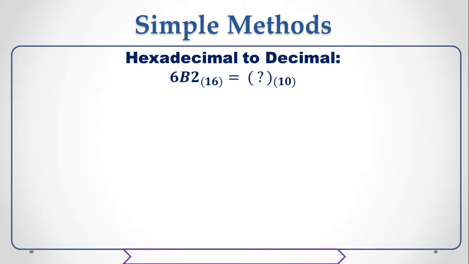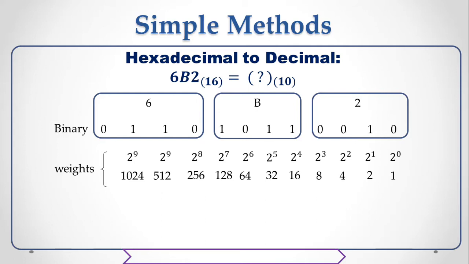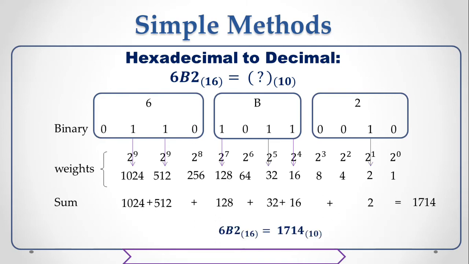Let's see the hexadecimal to decimal conversion. First, representing 6B2 in binary and arranging according to the weights, and adding them would result in 1714. Hence, by using the weighting method, we can convert easily from one number system to another.